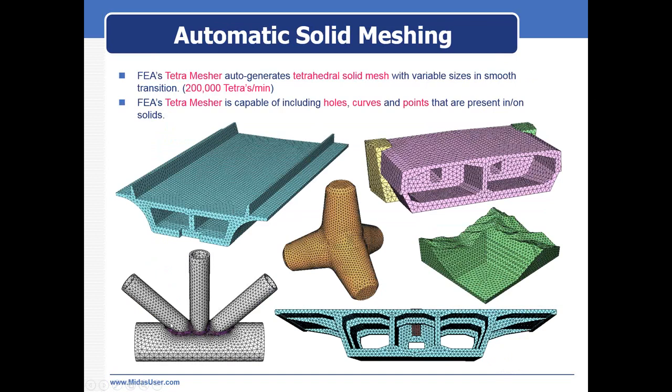Auto mesh in Midas FEA is quite an intelligent feature. By intelligent, I mean when we auto mesh the solid, like this solid, it automatically adjusts the mesh size at these locations to finer mesh and provides a smooth transition. So this can be a really time-saving feature. Otherwise, engineers would need to define the sizes manually. That's too time consuming.